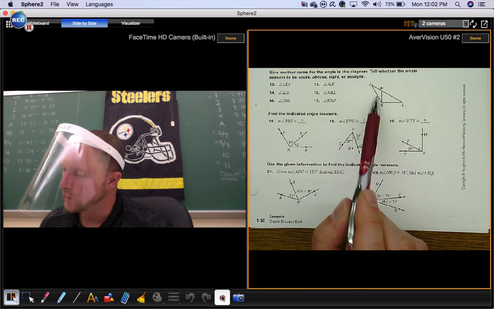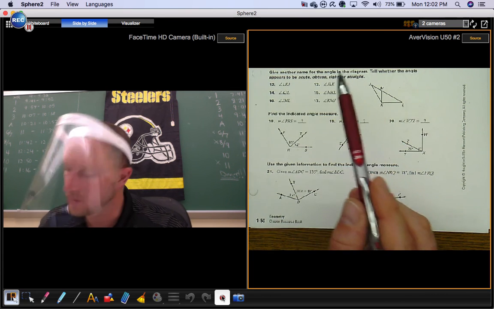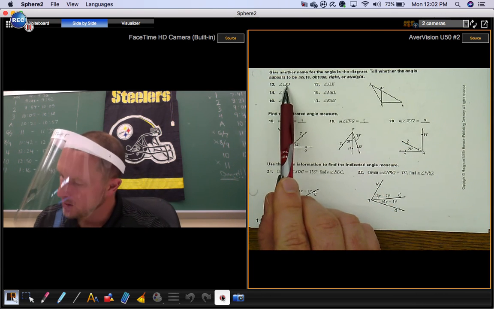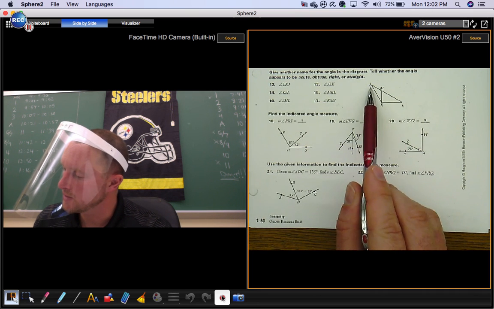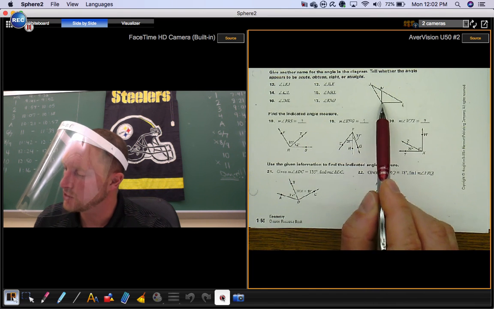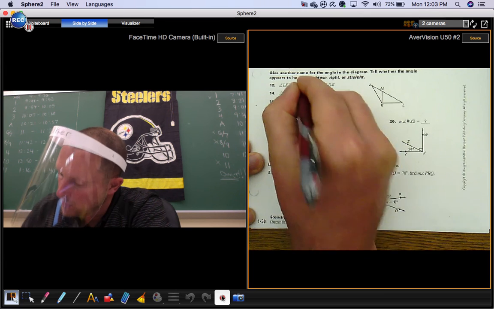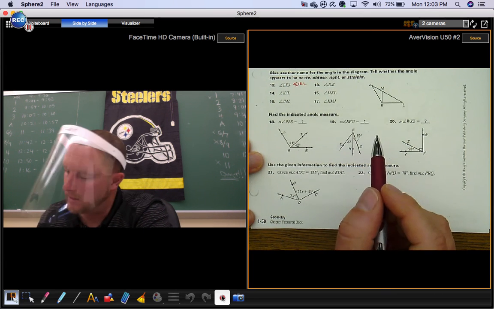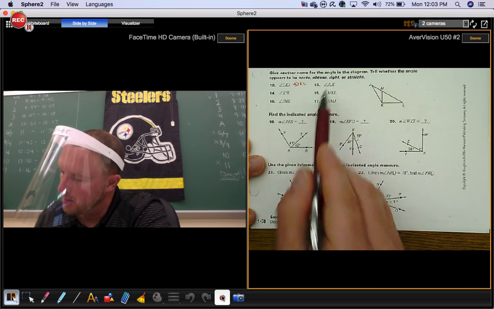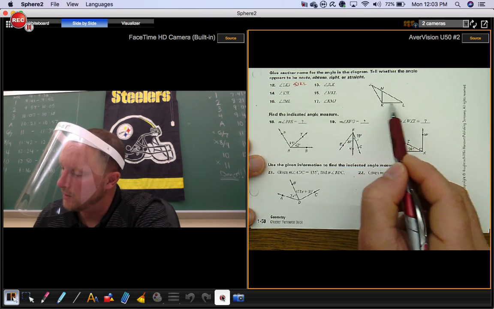Notice how there's no one angle just sitting by itself, so using 3 letters is your best option here. Number 12, angle LKJ. Trace it with your finger or your pencil. This is the same angle as angle JKL. Don't call it angle K because there's a lot of angles around that vertex K.